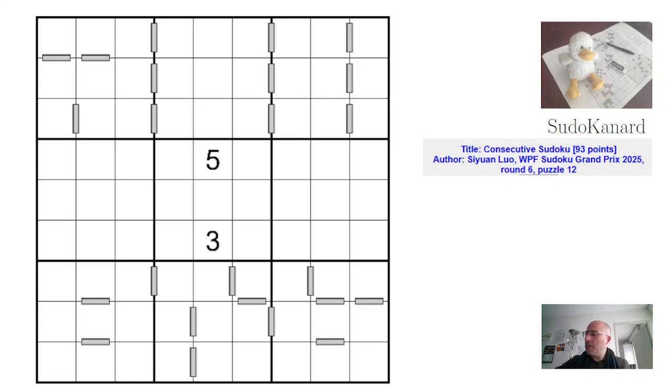We're here to solve this consecutive Sudoku by Chinese author Siyuan Luo. Sorry for the pronunciation. It was featured in the latest Sudoku Grand Prix with a whopping 93 points, which is a lot. This is a variant I usually don't quite like because I kind of like non-consecutive, but when you have a mix of the two, this is generally something where I don't know where to start, so I didn't even attempt it during the contest.